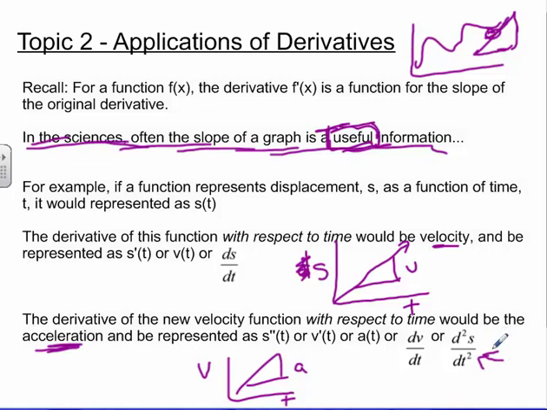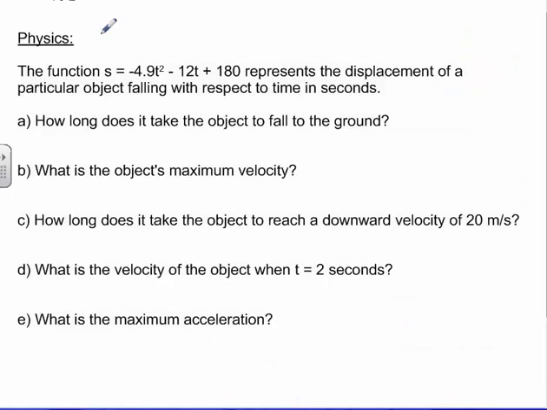So sometimes the first derivative is important. Sometimes even the second derivative has applications. So I want to do a bunch of examples today. Let's start with physics examples. If I were to give you this graph right here, negative 4.9t squared minus 12t plus 180, here's a whole bunch of questions we could solve, and we've even done a few of these before.